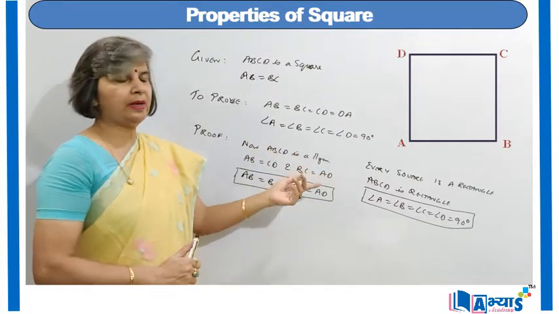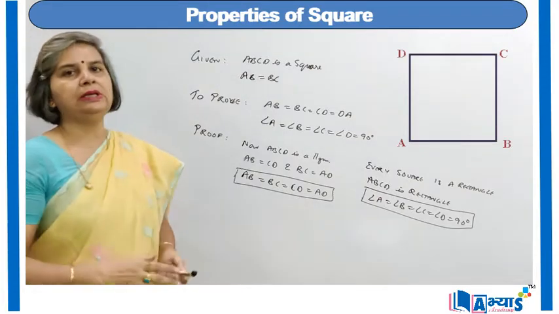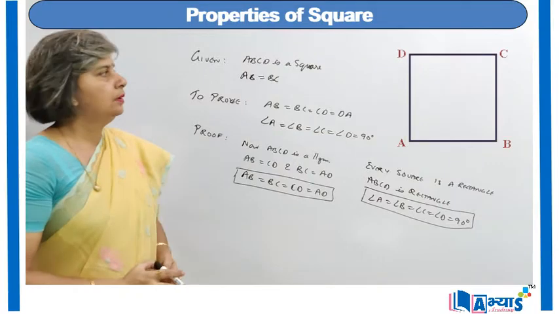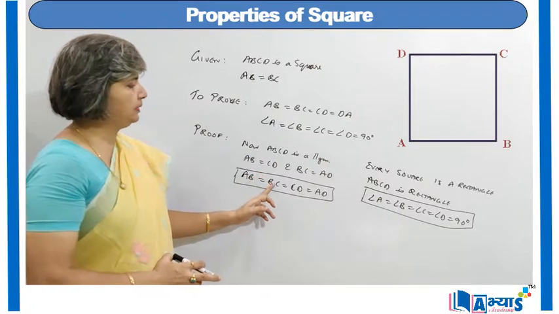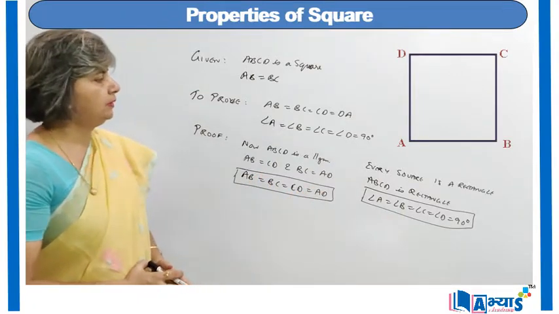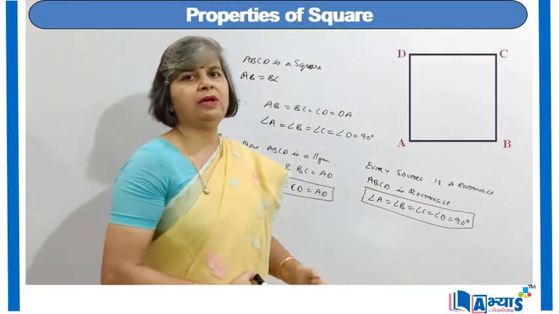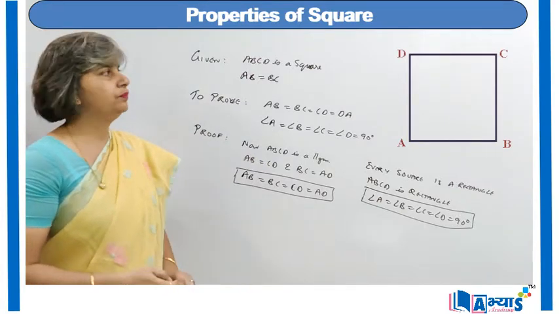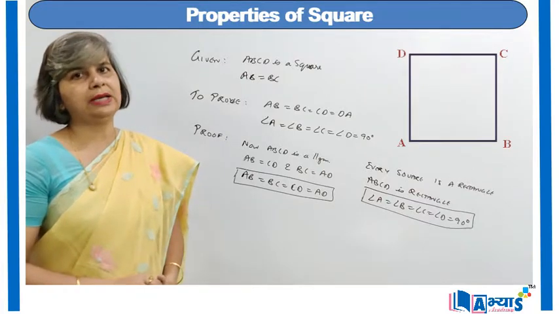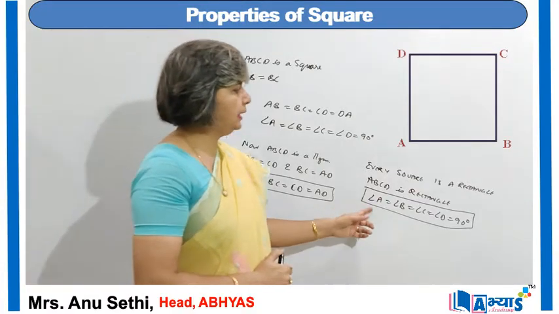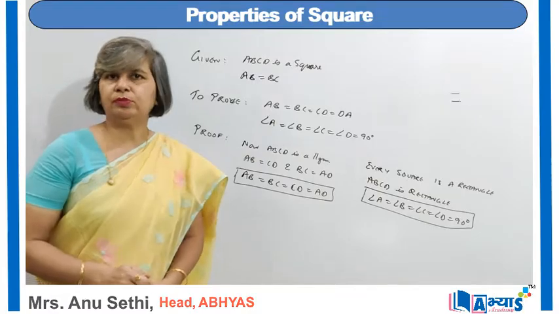Now when ABCD is a parallelogram, and in the case of a parallelogram opposite sides are equal, AB will be equal to CD and BC will be equal to AD. But it has been given to us that AB is equal to BC, so all the four sides AB is equal to BC is equal to CD is equal to AD. So hence the first part of the theorem has been proved. Now for the second part, we know that every square is a rectangle. When ABCD is a square, ABCD is a rectangle, and in a rectangle all the angles are 90 degrees. So angle A, angle B, angle C and angle D will be 90 degrees. Hence the second part of the theorem has been proved.